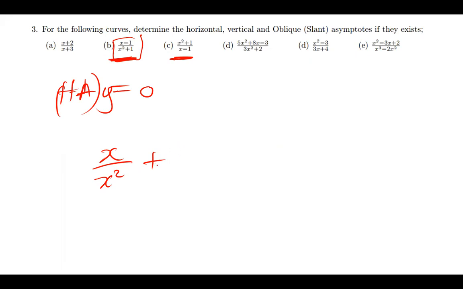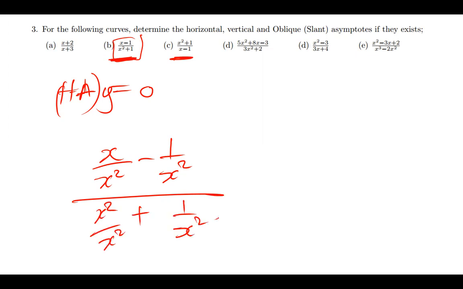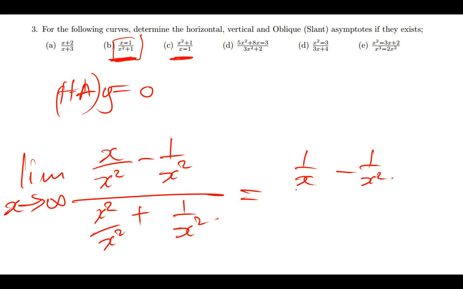And then we have x over x squared minus 1 over x squared, and then everything divided by x squared over x squared plus 1 over x squared. Then we find the limit of this when x is approaching infinity. So when we simplify this, we're going to have 1 over x minus 1 over x squared, everything divided by 1, x squared over x squared is 1, and then plus 1 over x squared.